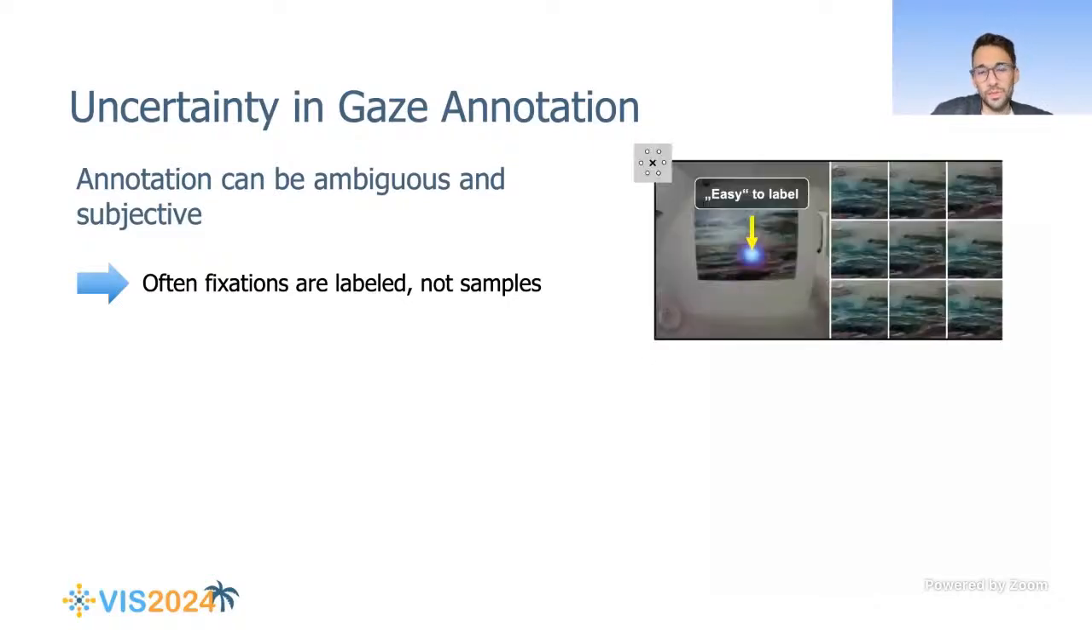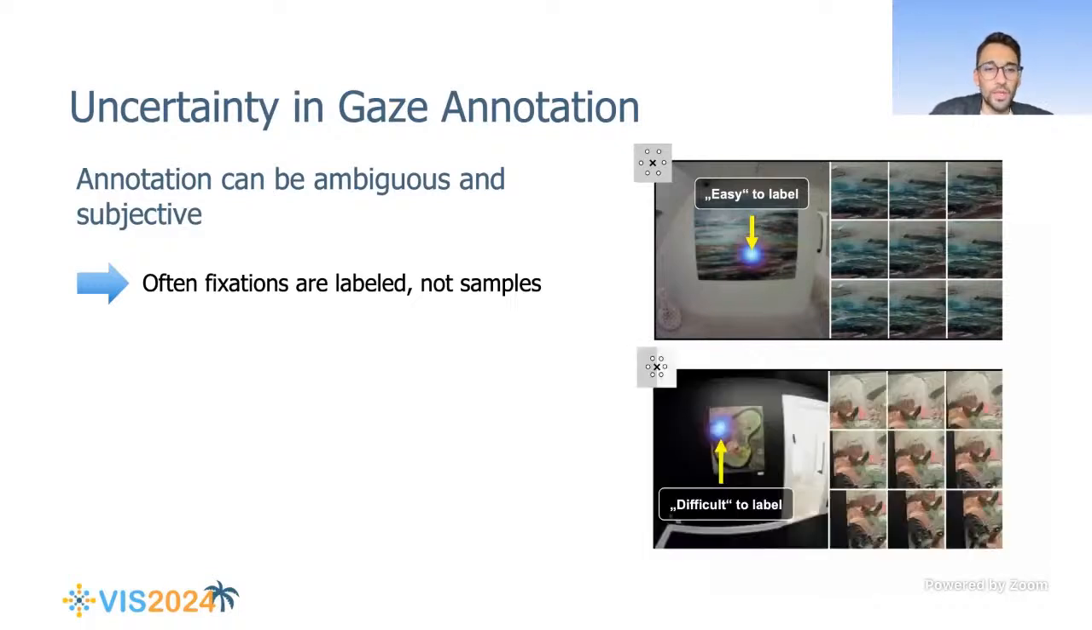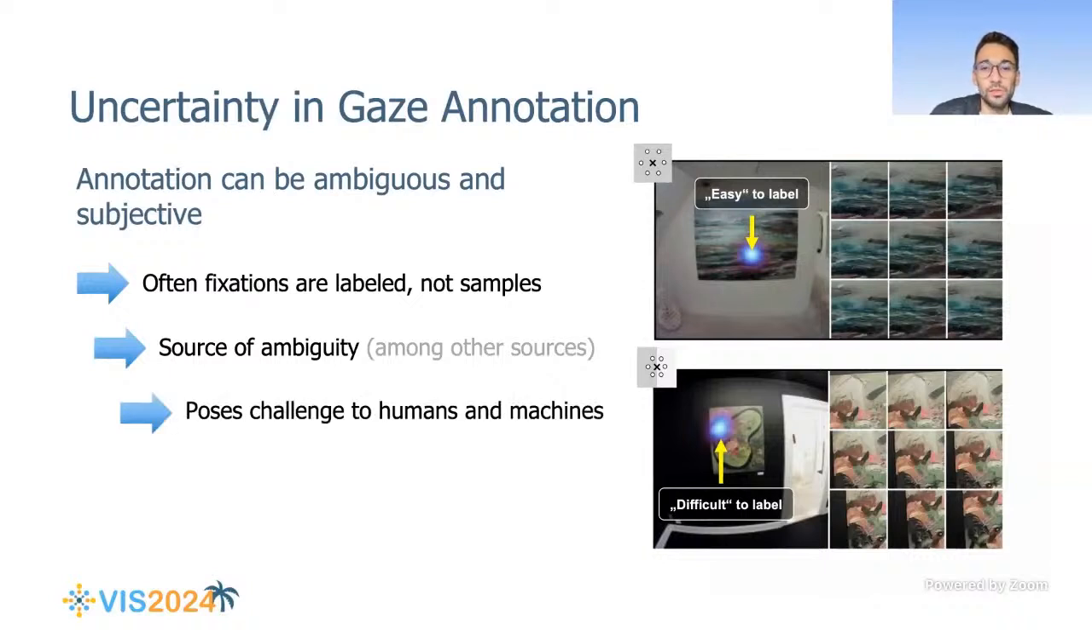On the right, you can see an illustration of this problem. We might have a fixation whose samples are all within the boundaries of one AOI, so this fixation is considered easy to label. But there might be other instances where unambiguous label assignment is not so straightforward. For example, a fixation could be partially inside one AOI or overlap with another. This is a source of ambiguity that is challenging to humans and automatic approaches alike.